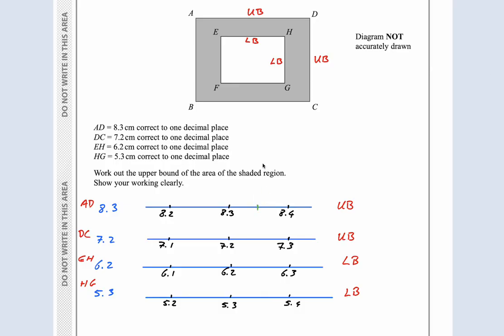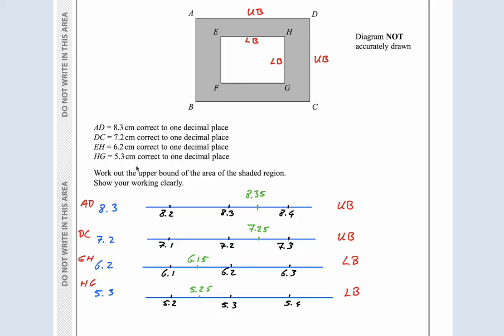So this guy's upper bound has to be 8.35. It's halfway between these two. This guy's upper bound is 7.25. Similar thing. This guy's lower bound is halfway between this guy and this guy, 6.15. And this guy's lower bound is 5.25.